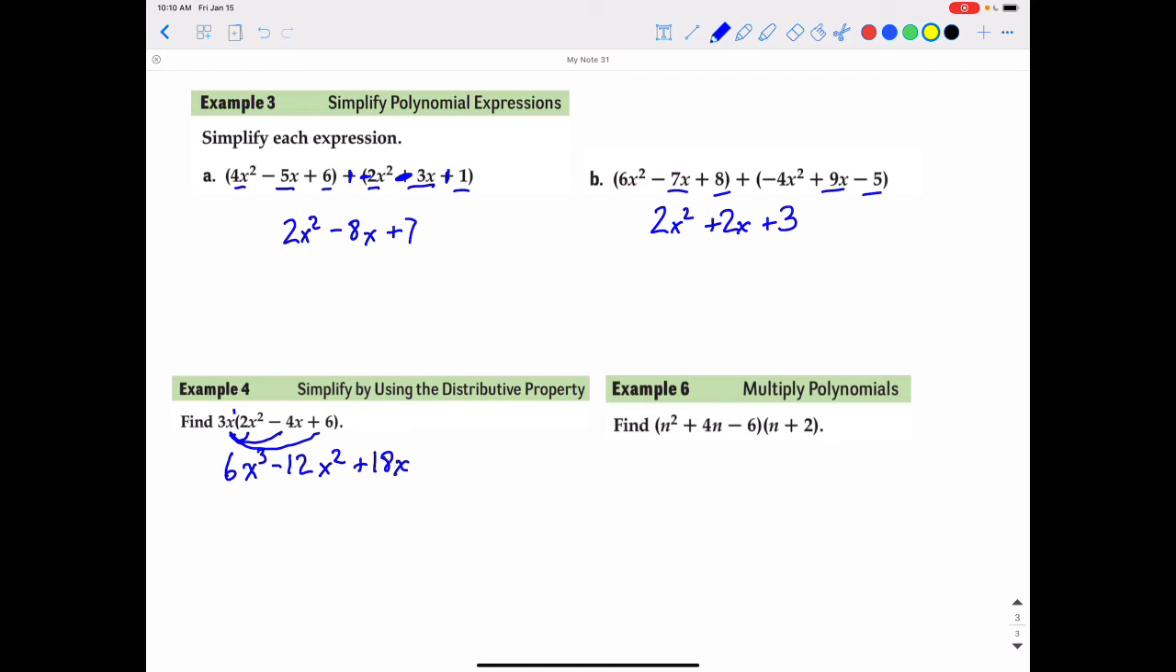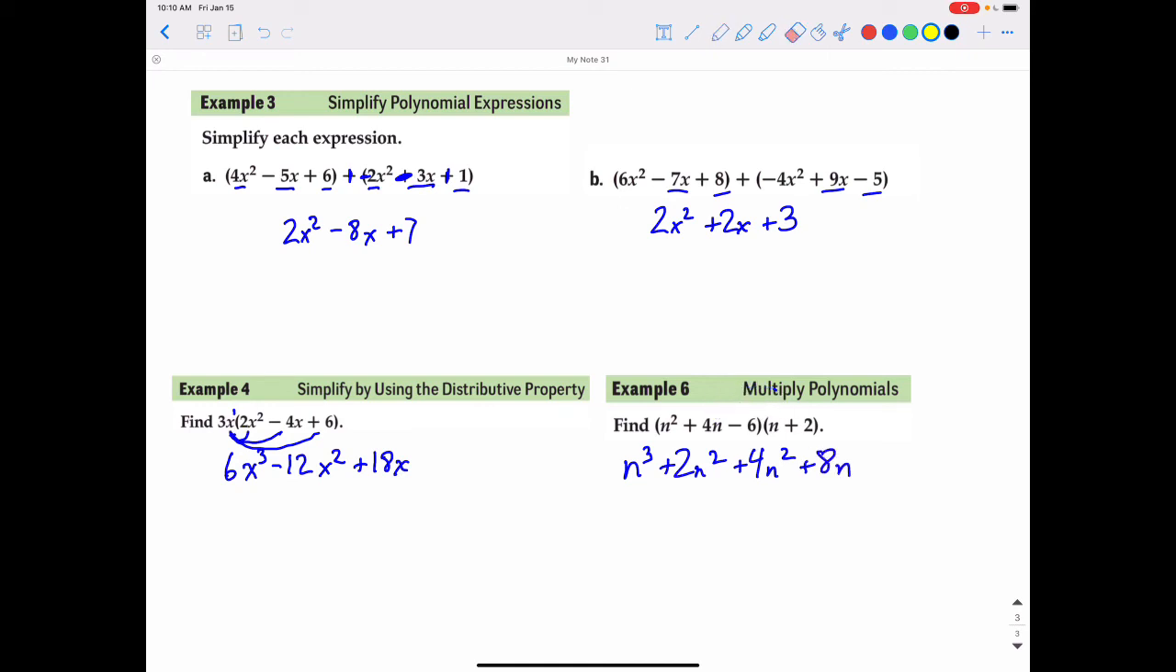So we're going to take n squared times both things inside of parentheses. So that would be n to the third power. And n squared times 2 is 2n squared. And then we're going to take 4n times both things inside parentheses in the second set. So 4n times n is 4n squared. And 4n times 2 is 8n.